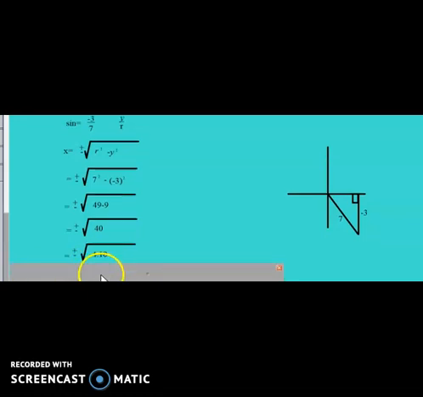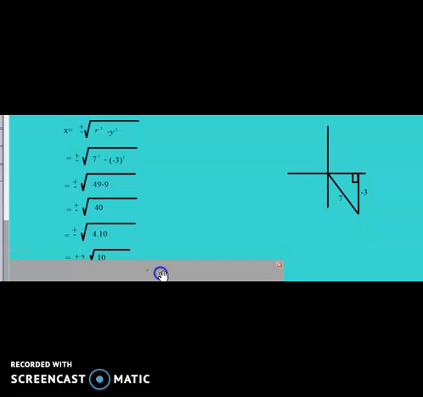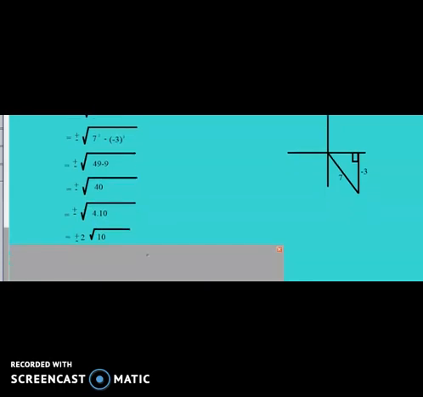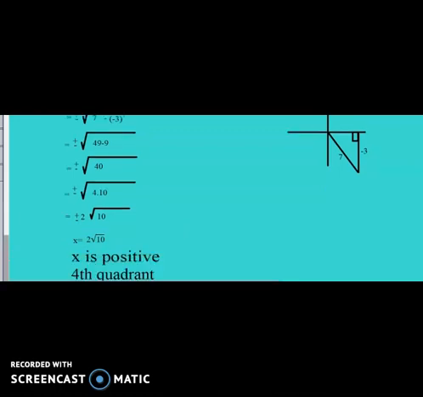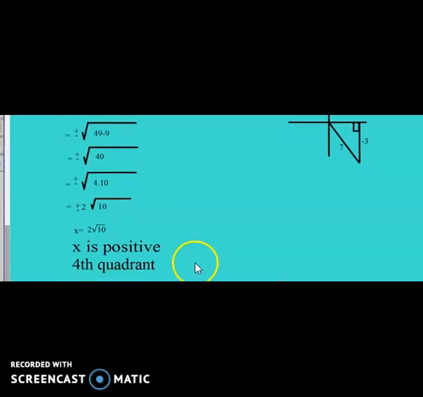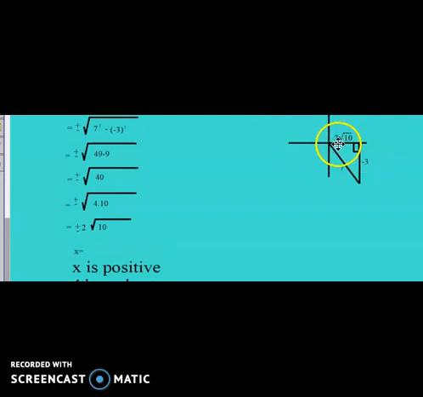Now that I have this information, I can say this is plus or minus 2 square root of 10, and I need to decide positive or negative. X on the right hand side of my y-axis is positive. So hence I choose the positive value because it's the fourth quadrant and X is positive in the fourth quadrant. So the length of the side will be positive 2 square root of 10. So now my picture is complete and I can do my calculations. Whatever they're going to ask me now, I can calculate using this information.